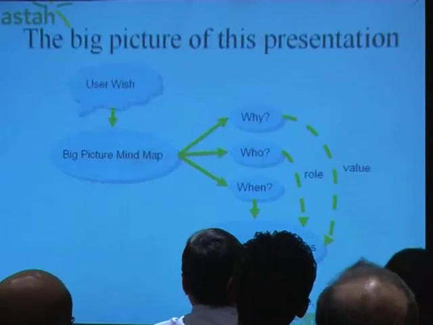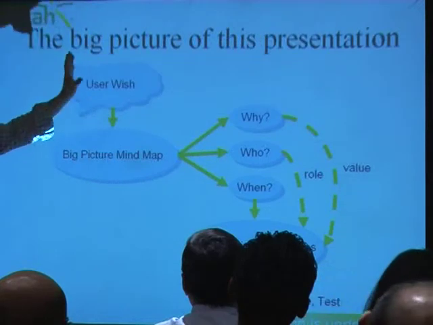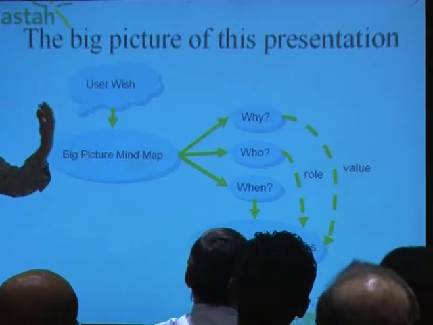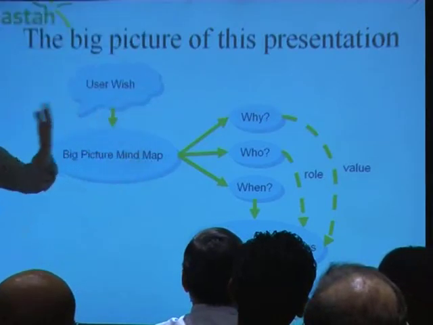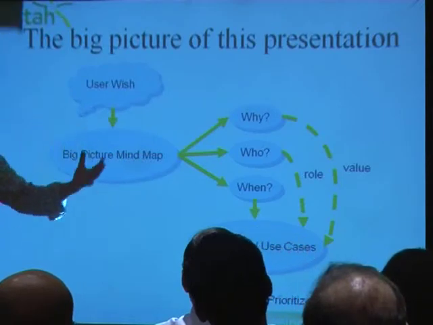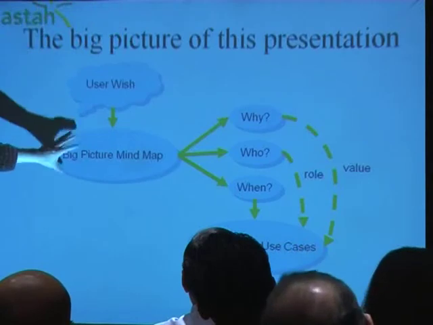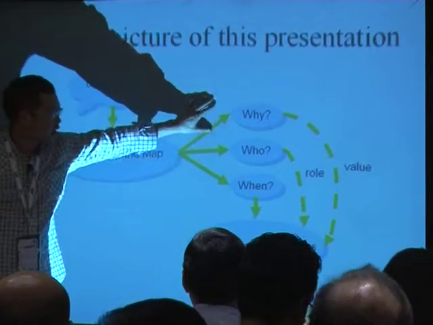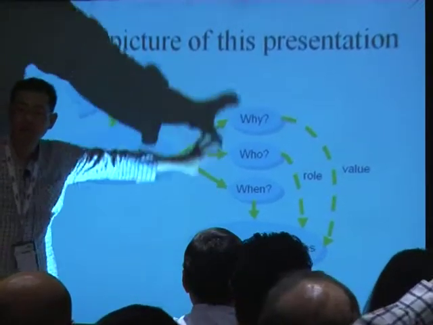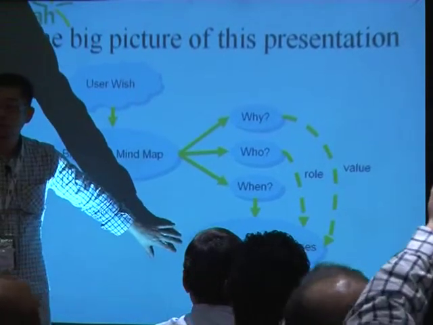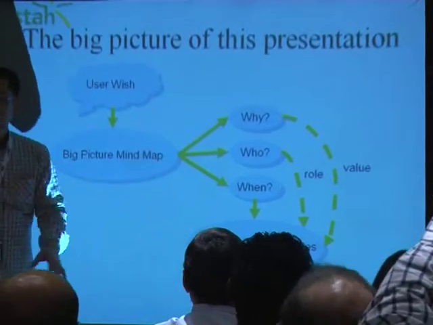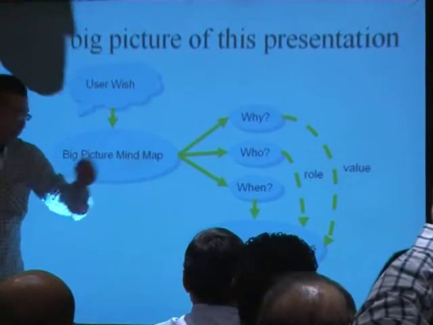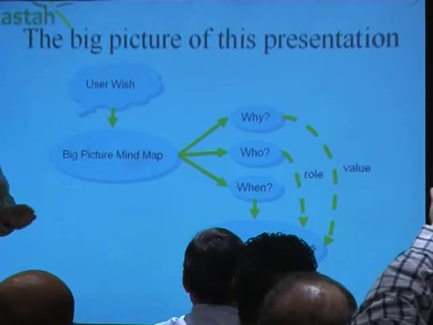Okay. So the big picture is like this. There is a user wish, which is not structured well. So you go to users and talk using mind mapping and capture the context which you and the user are living in, and they make a big picture as a mind map. So the branches would be like why, who, when, and from that information, you can make user stories or use cases. And then you can do estimation or task breakdown or planning or testing, preparing testing and like that.